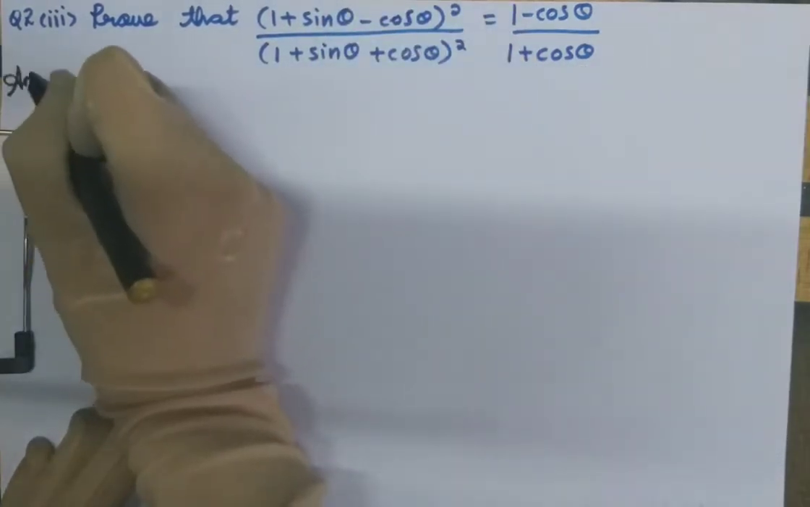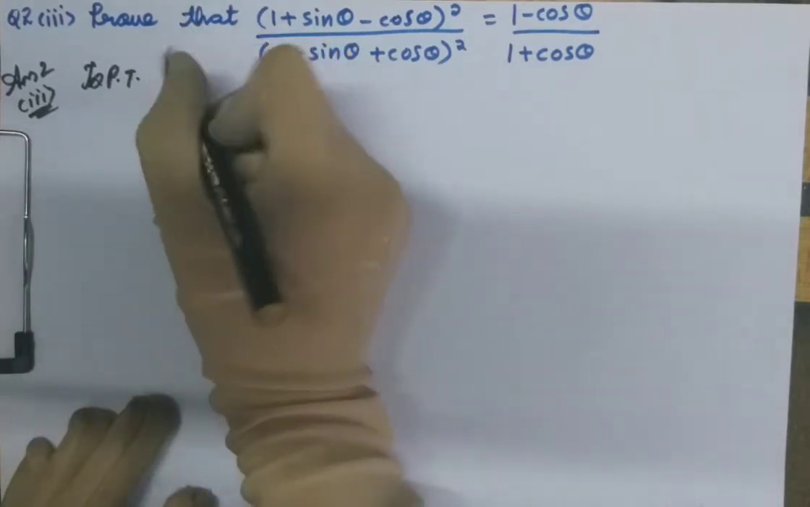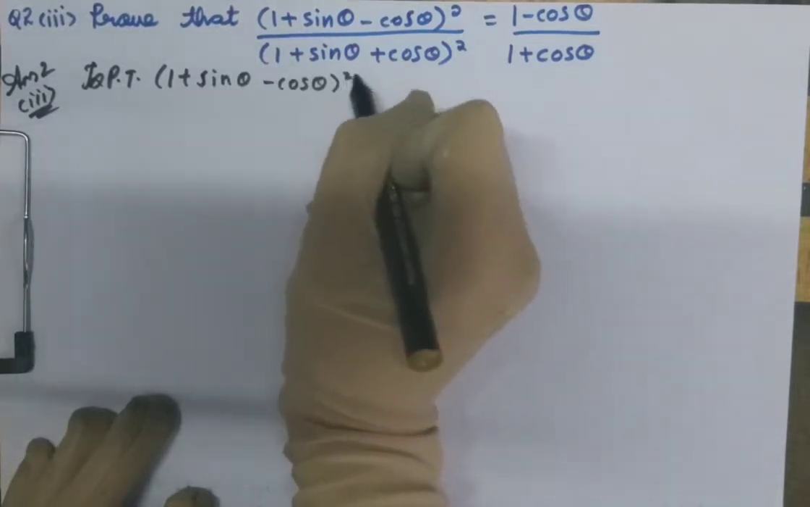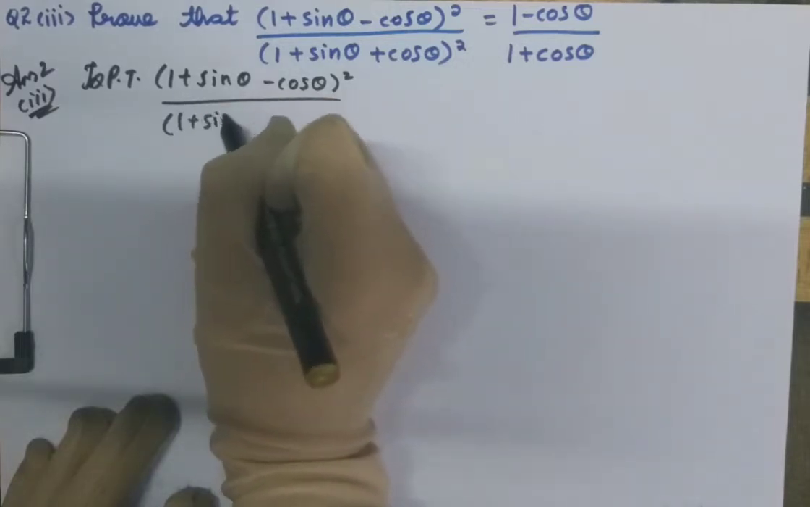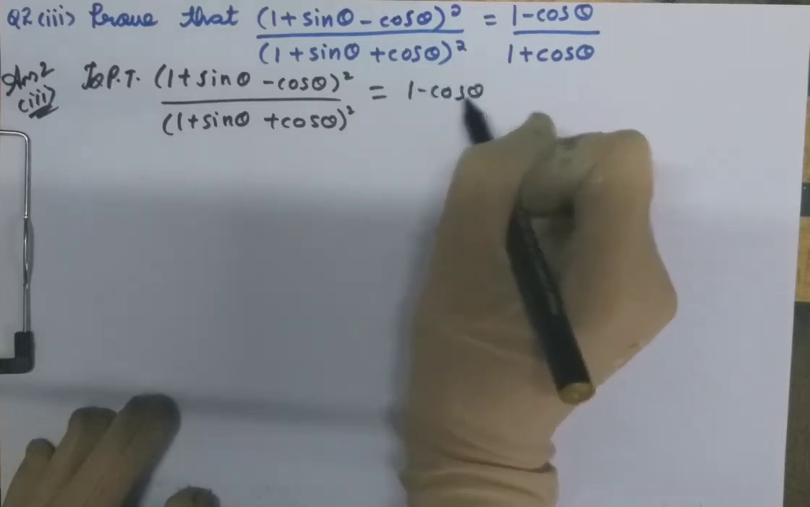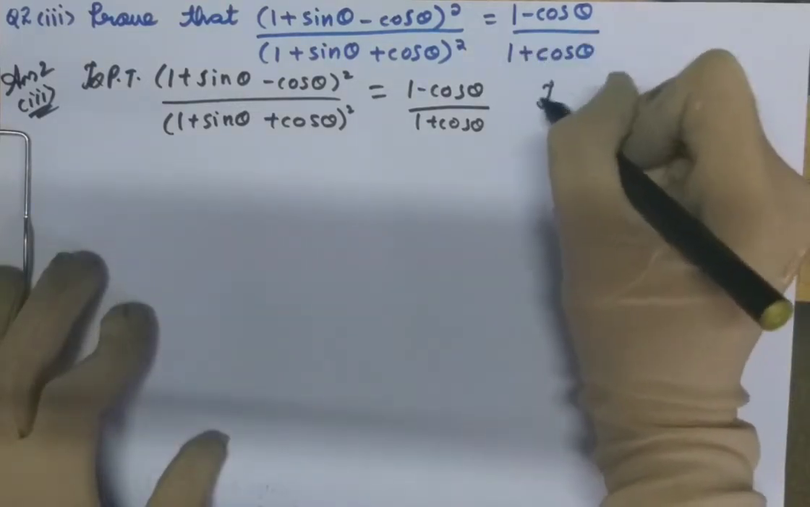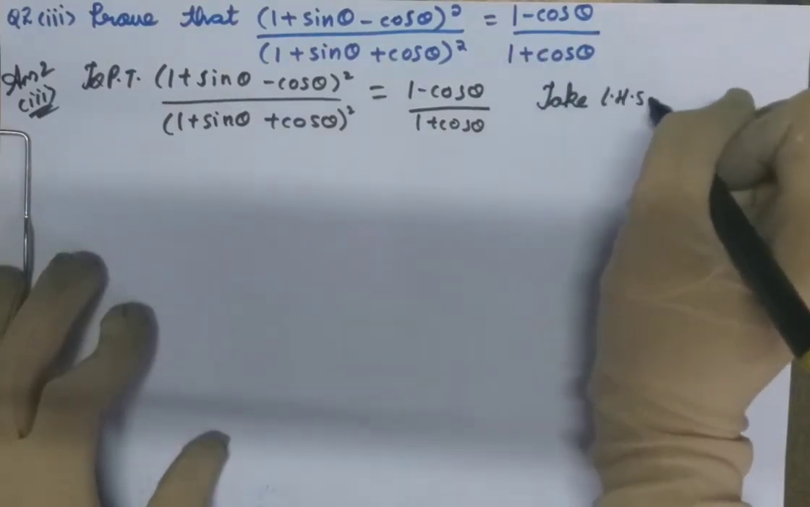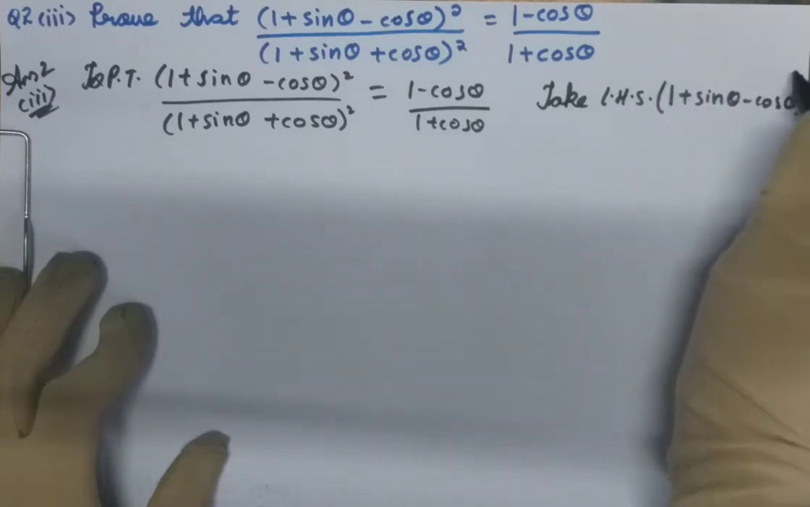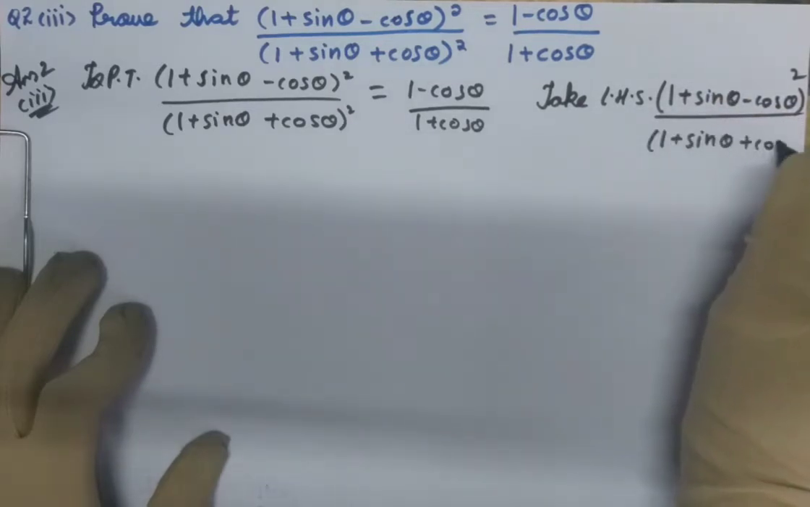Okay. So the answer to the third bit is to prove that 1 plus sine theta minus cos theta whole square by 1 plus sine theta plus cos theta whole square is equal to 1 minus cos theta by 1 plus cos theta. So what we'll do here? We'll take LHS. What is our LHS here? 1 plus sine theta minus cos theta whole square, whole divided by 1 plus sine theta plus cos theta whole square.